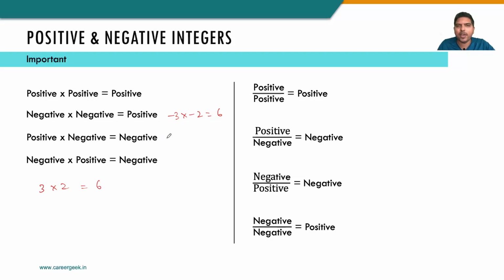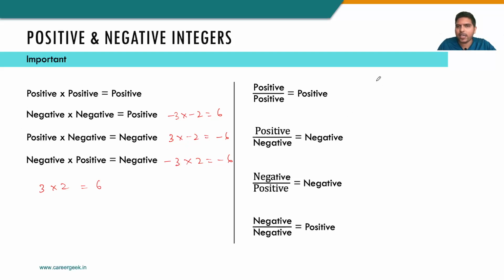Now similarly, if I have one negative and one positive, I will get a negative for sure. So with an odd number of negatives, you will get a negative. With an even number of negatives, you will get a positive, right? So negative into positive again will be negative. So you must be clear of all of this.